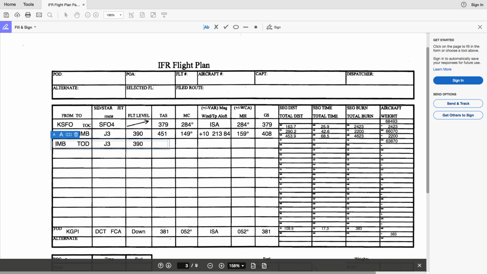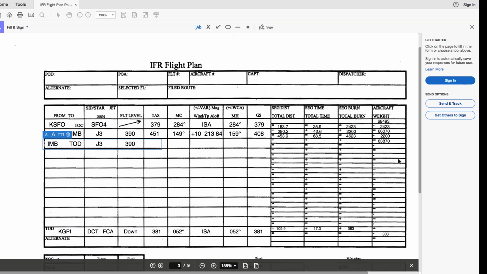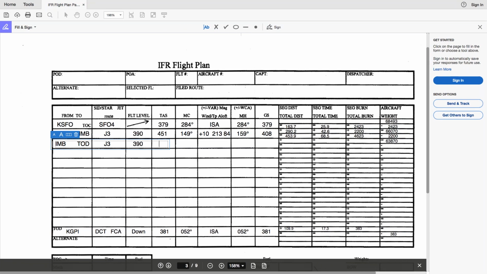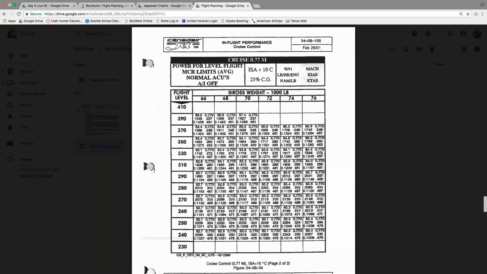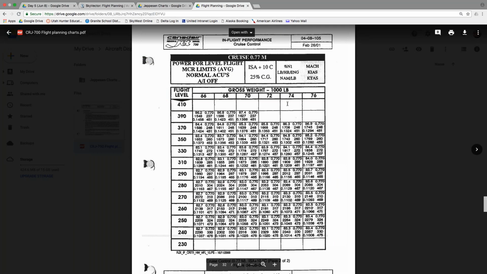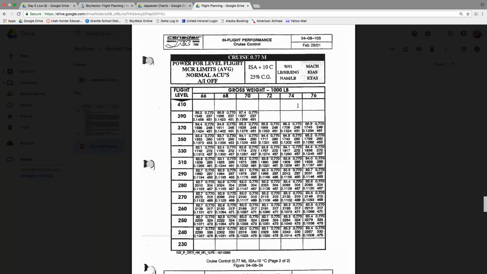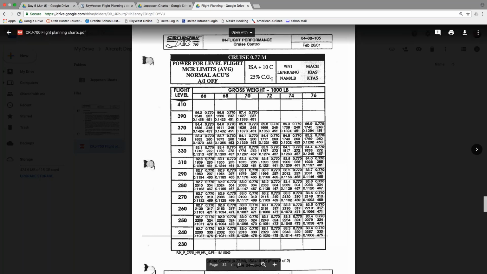Our knots true airspeed. So this is where we go back to our performance charts. But this time, rather than using 66,000 pounds, we're going to use 64,000 pounds. Just round this number to the nearest thousand. We're staying on the ISA plus 10 for this section as well, because we were ISA plus 7. So we'll stick to our more penalizing chart.